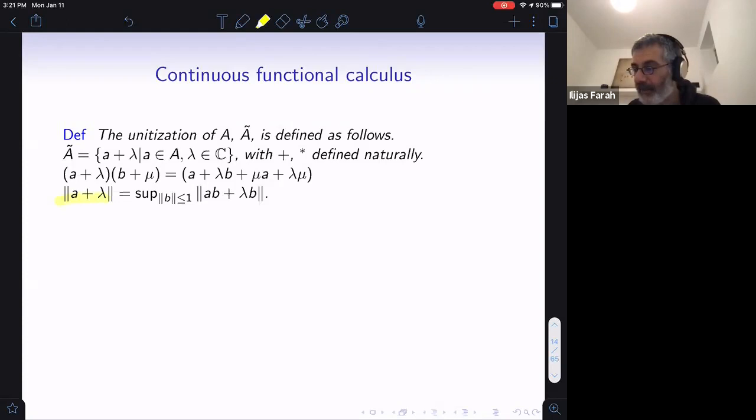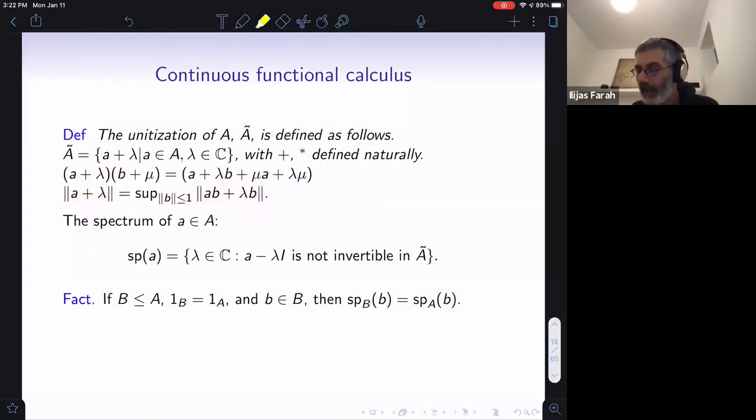The norm of a plus lambda is the supremum over all elements b of the algebra of norm at most one of the norm of ab plus lambda b. Note that this here is an element of our C-star algebra. So basically this works. Another thing to keep in mind is that if you have a unital C-star algebra, such as n by n matrices, and you unitize it, you get another unit on top of it. So really the unit depends on the context, but we don't have to worry about that right now.